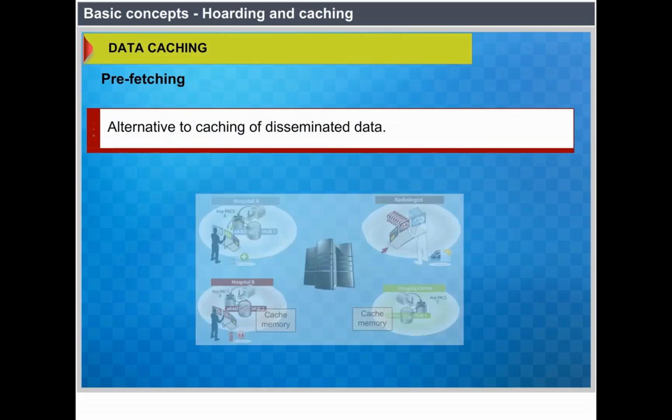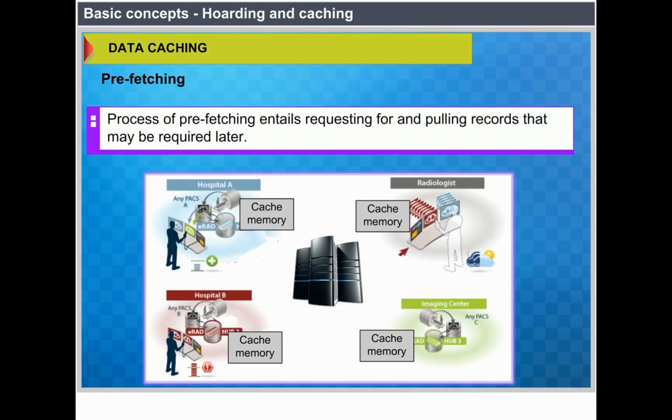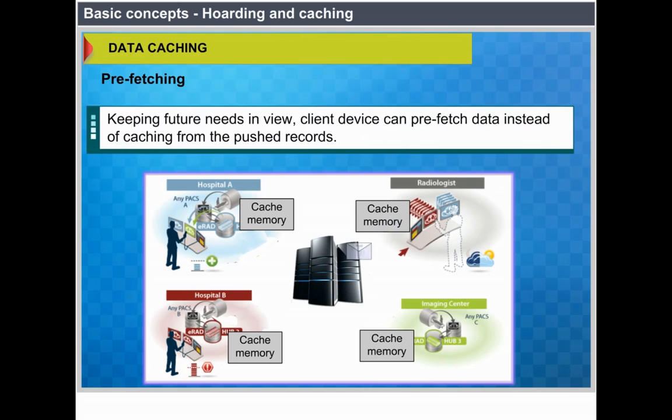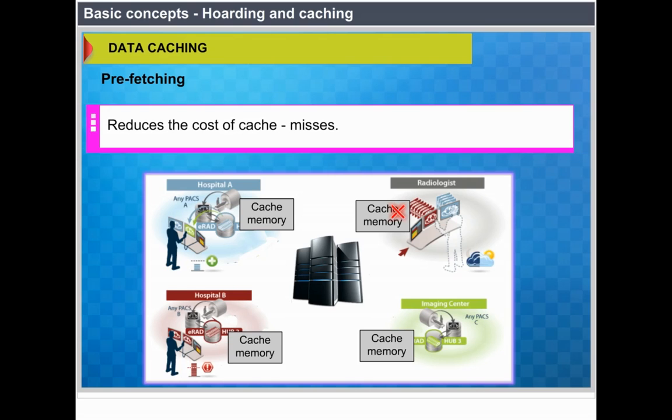Prefetching. Alternative to caching of disseminated data. The process of prefetching entails requesting and pulling records that may be required later. Keeping future needs in view, the client device can prefetch data instead of caching from the pushed records. Reduces server load. Reduces the cost of cache misses.